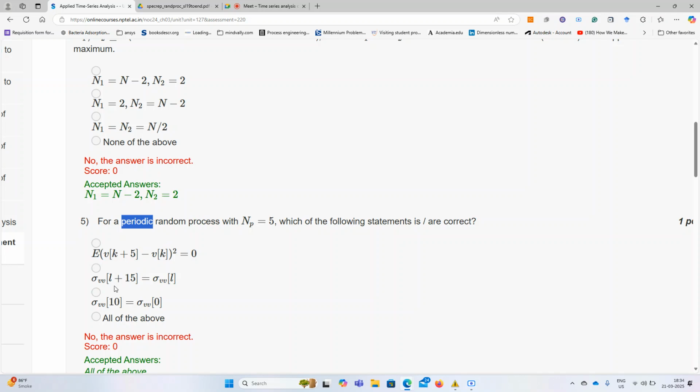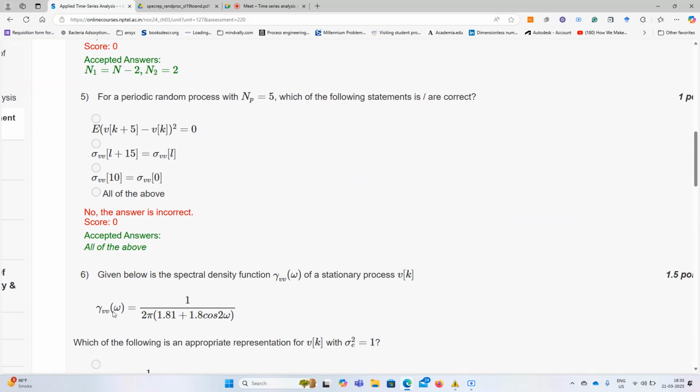Similarly, when you're talking about variance, sigma VV, since 15 itself is a multiple of NP, the variance itself has to come back to its original position. And for variance at 10, you just put L equal to 0 and you will get the same thing. 10 is again a multiple of 5, which is NP, the periodic time. So the answer is all of the above.